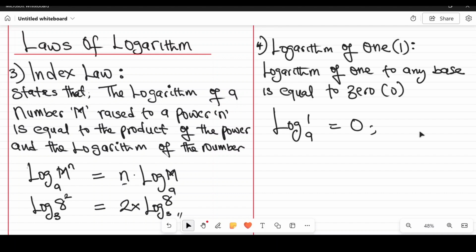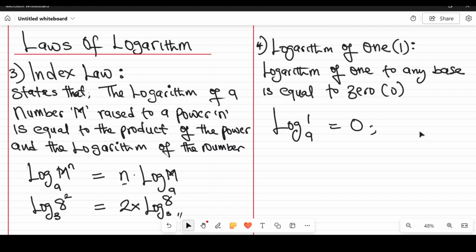So the next law we have is known as the logarithm of 1. And we are saying that the logarithm of 1 to any base is equal to 0. So if you have log of 1 to any base a, base b, base 10, base 100, the logarithm of 1 to any base is equal to 0.